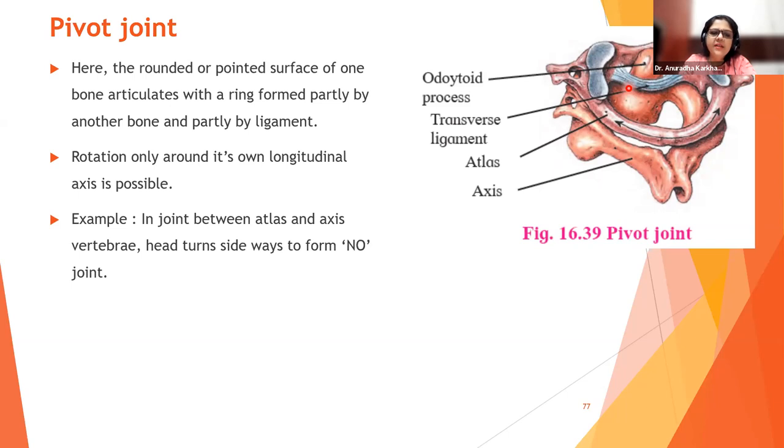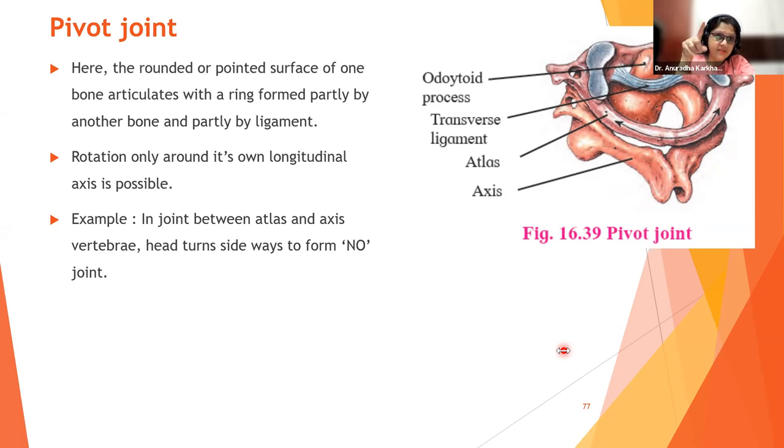Example, in the joint between atlas and axis vertebrae, the head turns sideways to form the no joint. You remember the no joint and yes joint we had seen. Yes joint was between the occipital condyles and the atlas, and the no joint was between atlas and axis. So this particular action, the no joint, is possible because of this pivot joint. And when we move our neck, you must have seen that sometimes if you stretch it, a cracking noise comes from here too. Here also the same synovial joint is present between the atlas and the axis, which helps this no joint to take place.